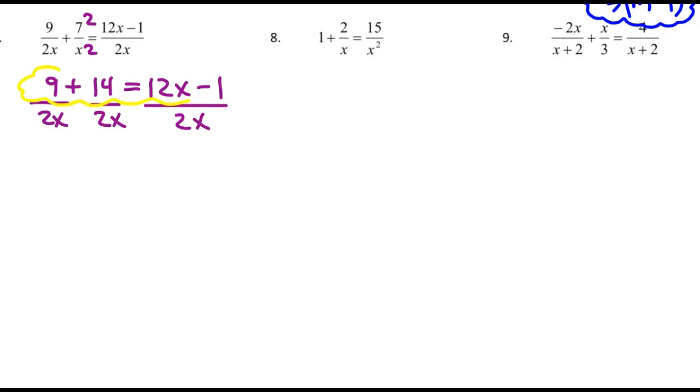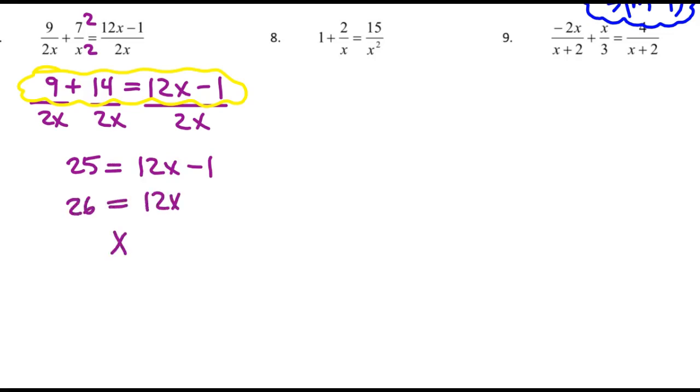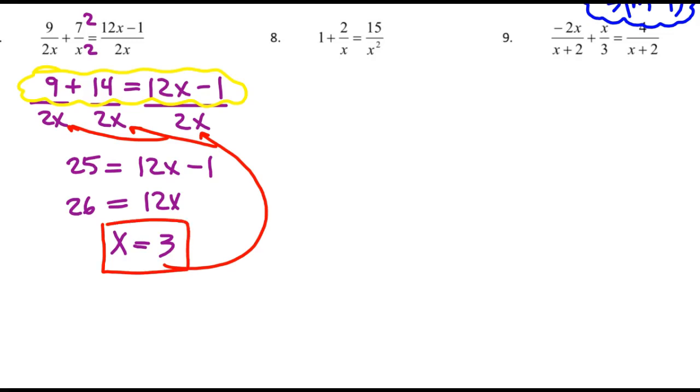And since they're all over 2x, you can just forget about them. And so if you forget about them, then you can solve the numerator stuff, and you can essentially eliminate having to deal with fractions in your equation. So now my solution for the numerator would be 25 is equal to 12x minus 1. Add the 1 over there, 12x equals what? 26. So x is 3. Don't forget, check for extraneous. Check to see if 3 makes any denominator 0. It doesn't, so we're okay with x equals 3 as our solution.